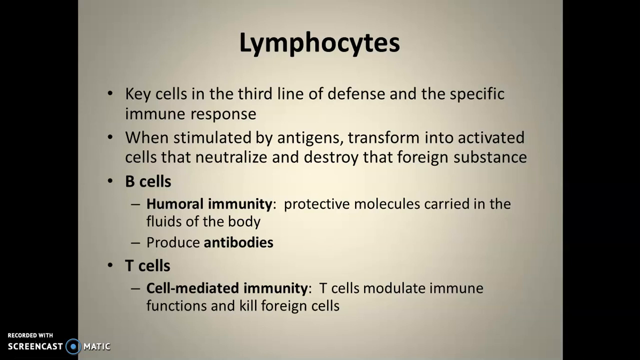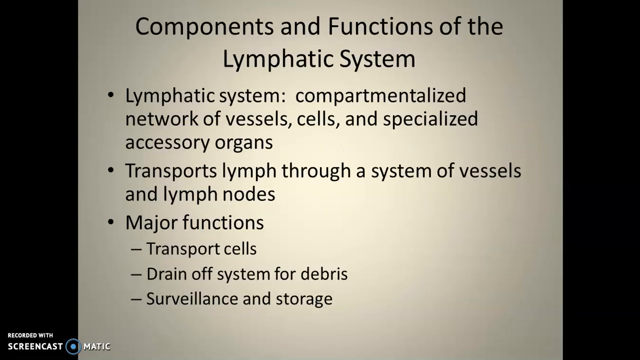B cells convey something called humoral immunity by producing antibodies that then go out to the site of infection and do lots of different things, whereas T cells are considered to have cell-mediated immunity, meaning they actually travel to the site of infection and can kill foreign cells. But again, I'm just trying to do an overview of all the different kinds of blood cells that are involved in the immune system in this video, and we'll go into more specifics on how they're involved in the second and the third line of defense moving forward.